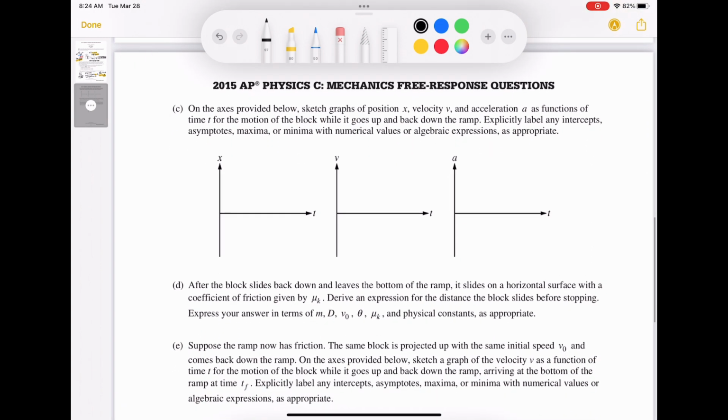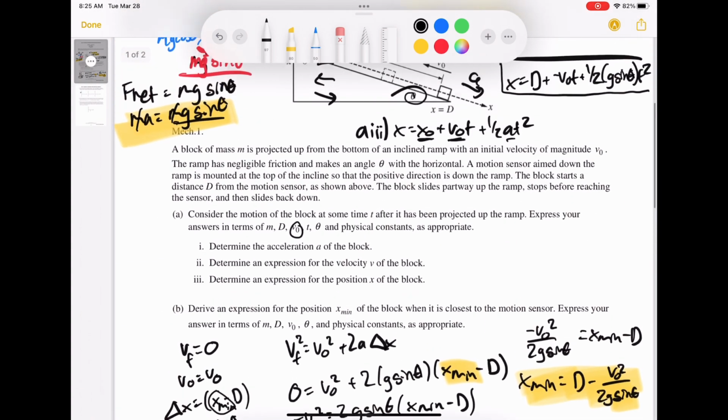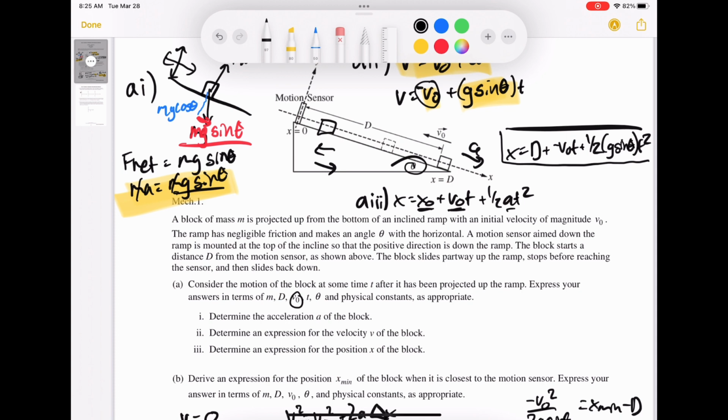It says, on the axes provided, sketch graphs of position x, velocity v, and acceleration a as functions of time for the motion of the block while it goes up and back down the ramp. Explicitly label any intercepts, asymptotes, maxima, or minima with numerical values or algebraic expressions as appropriate. So we're really thinking about what this motion will look like. What you want to do is go back to part A and look at those functions you came up with.